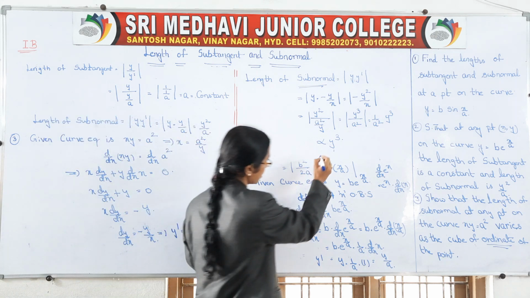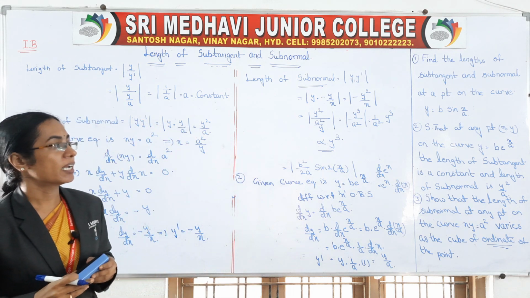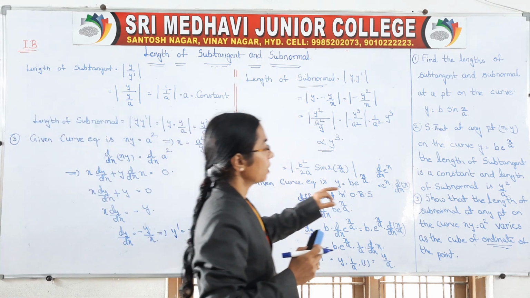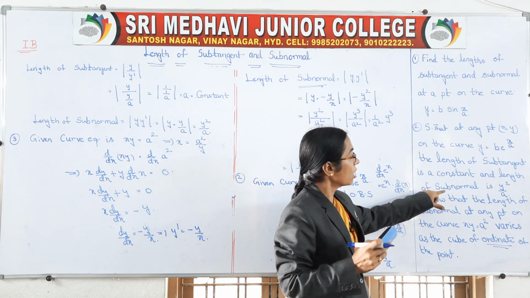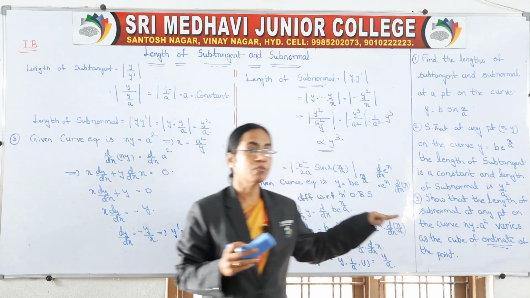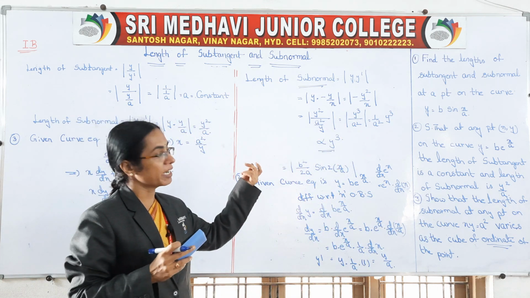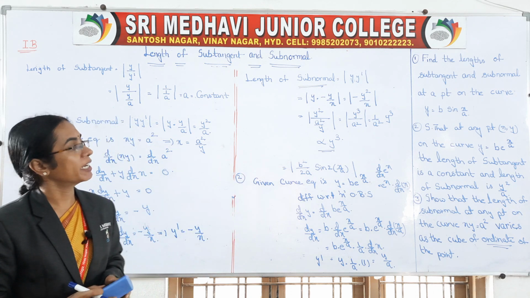Okay, so hence proved. In all the three problems, the values are given to us, right? So here the subnormal is y square by a. We will know whether we got the answer or not. And in this question we had to show that our length of subnormal varies with the cube of the ordinate.